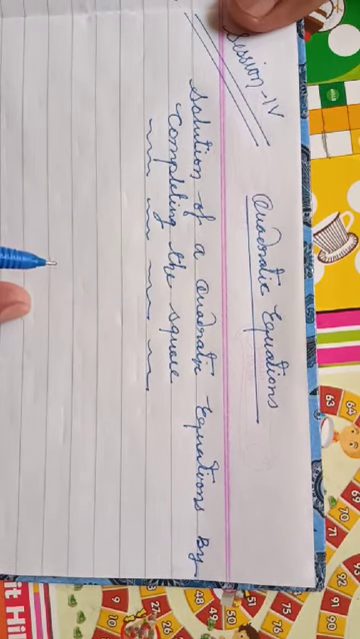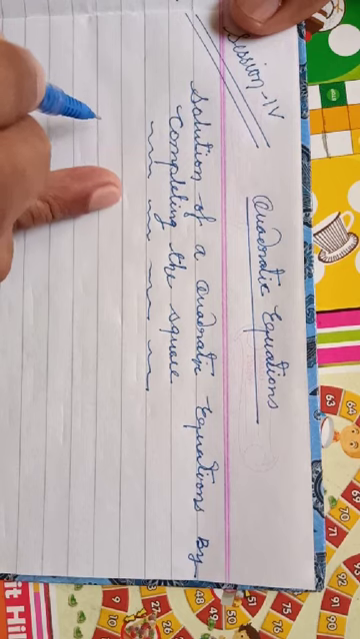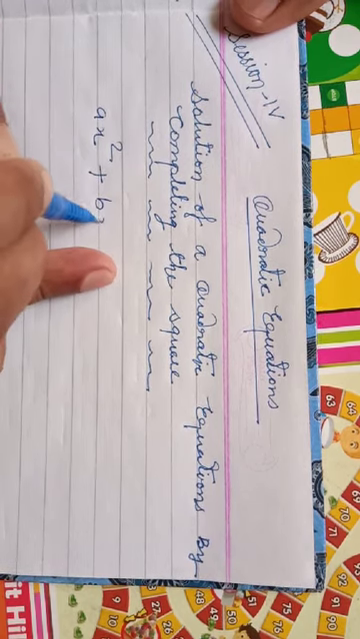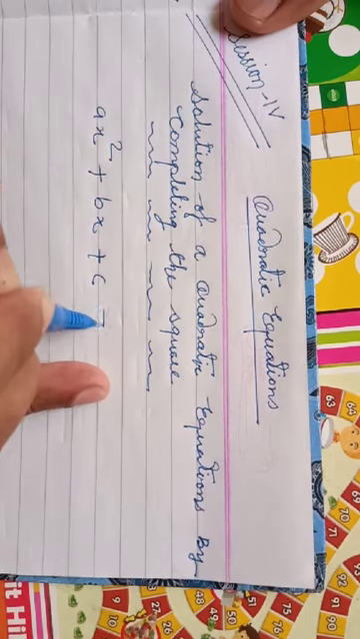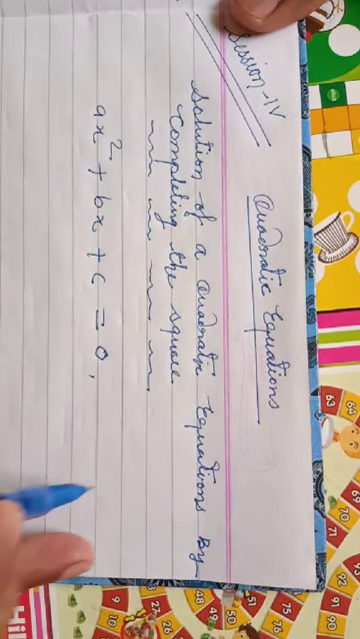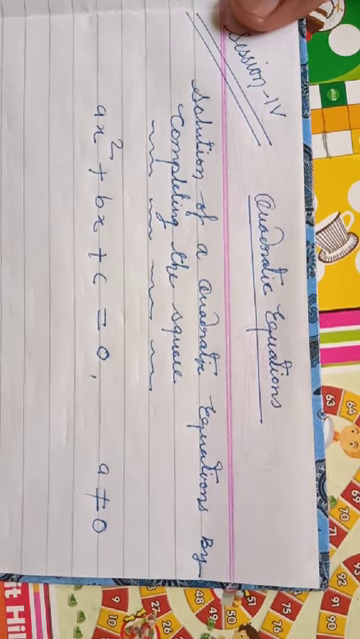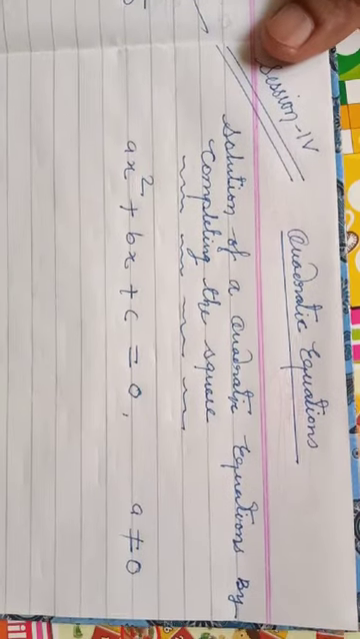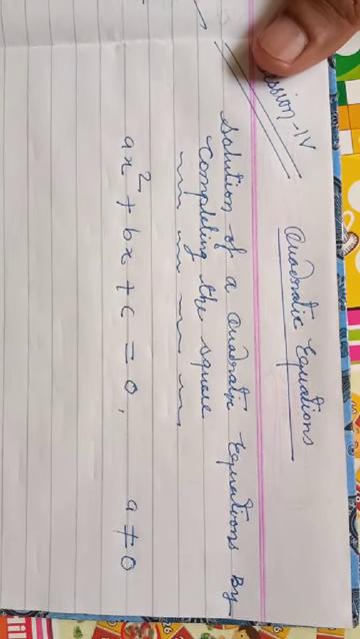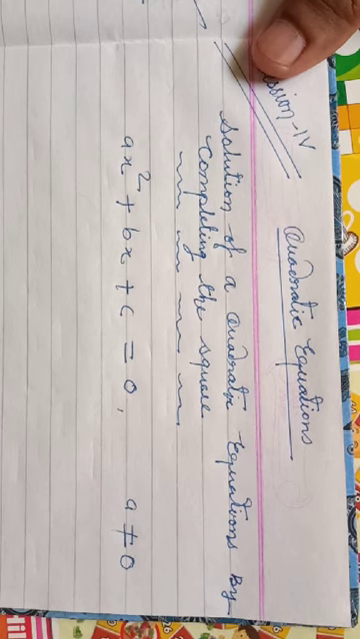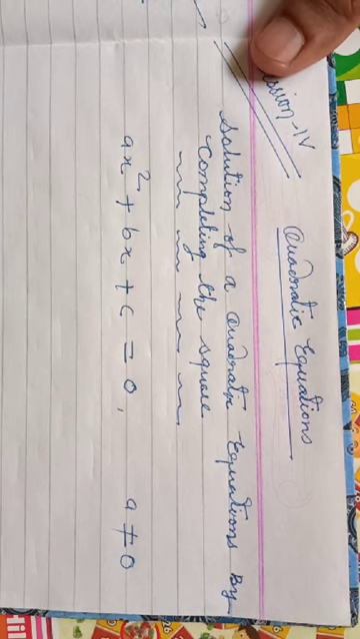We have a standard form of quadratic equations: ax square plus bx plus c is equal to 0, where a is not equal to 0. This is the standard form of quadratic equation. Using the completing the square method, we should solve the quadratic equation and get the roots of the quadratic equation. Now for that method we should apply the following steps.